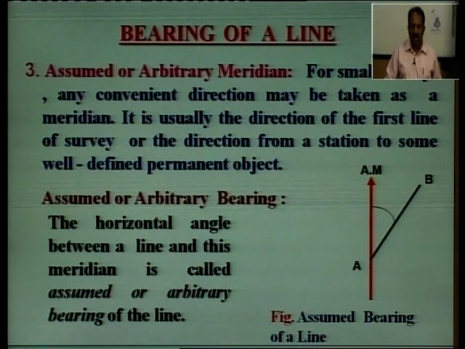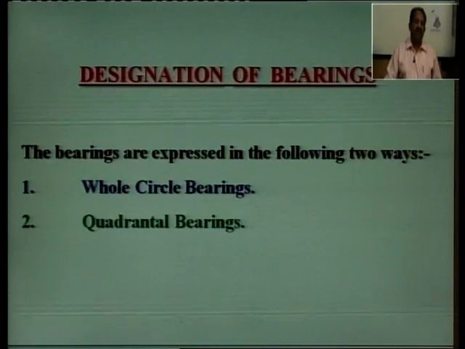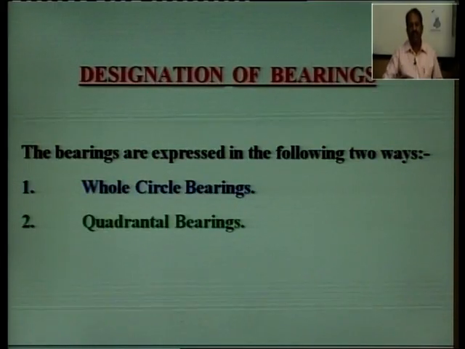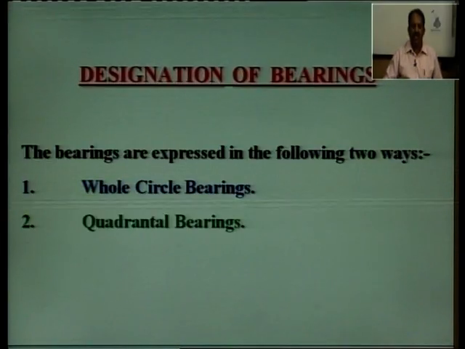So, what is an assumed or arbitrary bearing? The horizontal angle which a line makes with this meridian is called the assumed or arbitrary bearing of the line. A very important topic is the designation of bearings. Just as we have pet names in our houses, similarly, we designate the bearings.